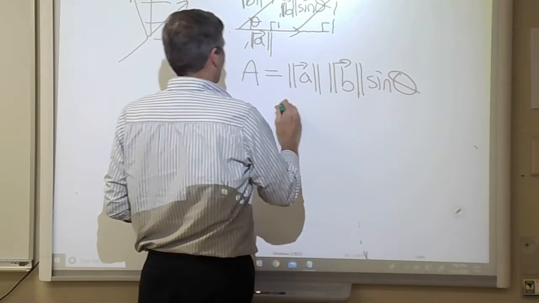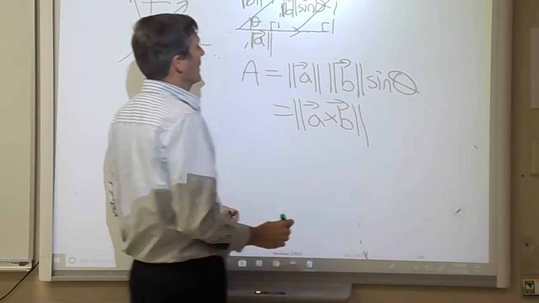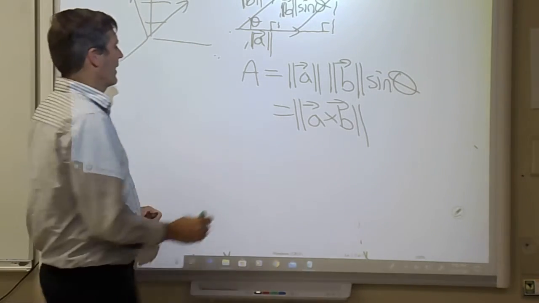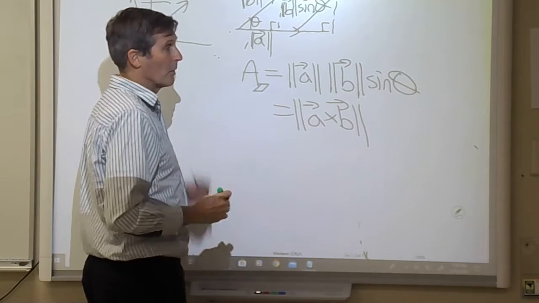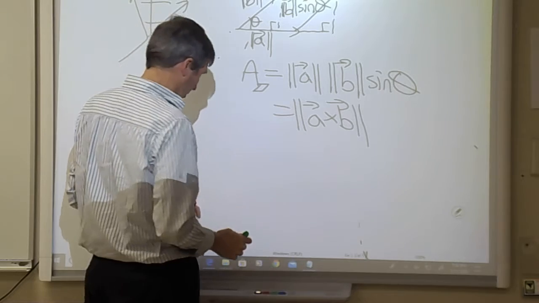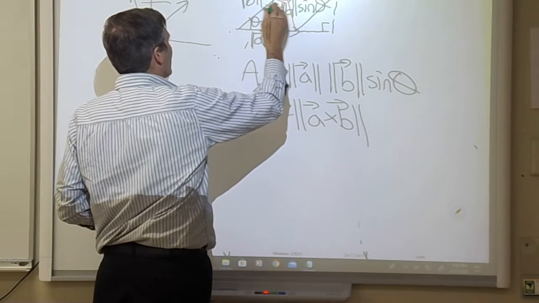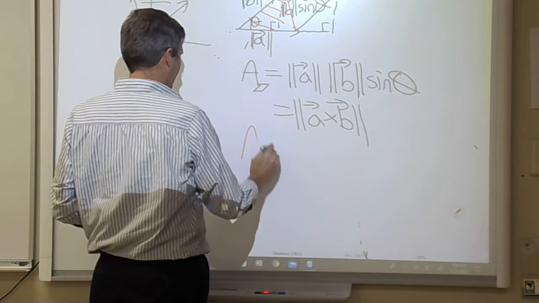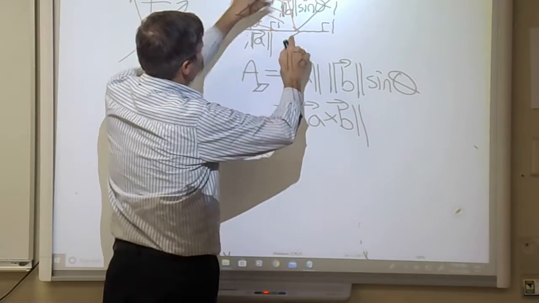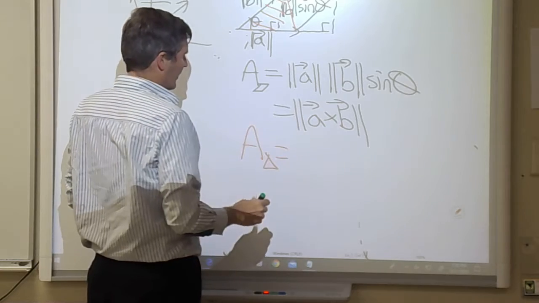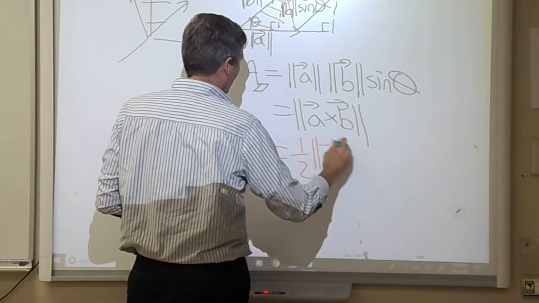Well, what's that? That's just the length of the cross product. So there's the proof that you can find the area of a parallelogram by using the cross product. Moreover, it does something even more fundamental. Suppose I cut this parallelogram in half like that. Now, what's the area of this triangle? Well, by symmetry, you can flip this over, and it's exactly 1/2 of the parallelogram area, so the area of the triangle is 1/2 the length of A cross B.